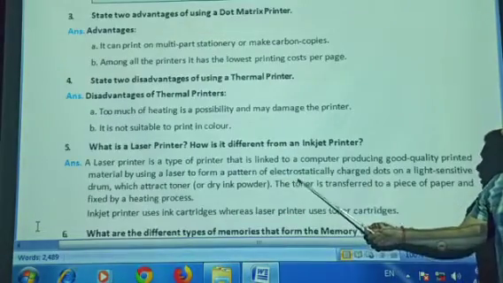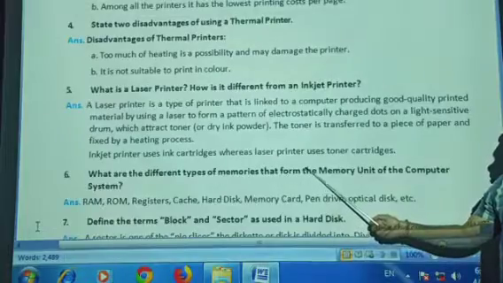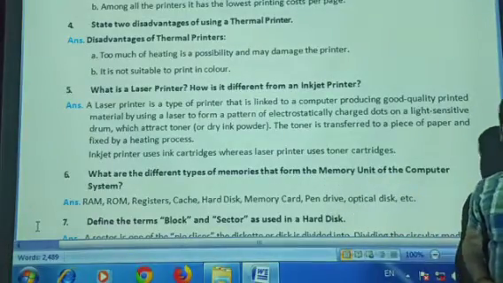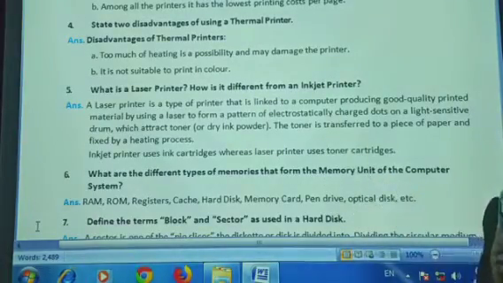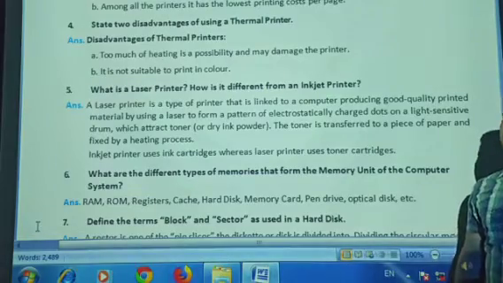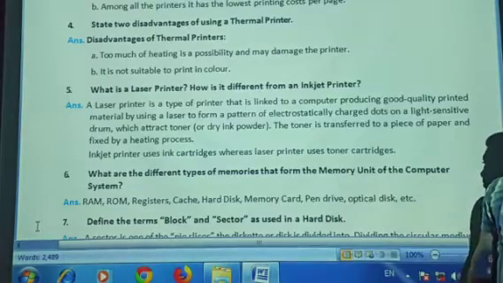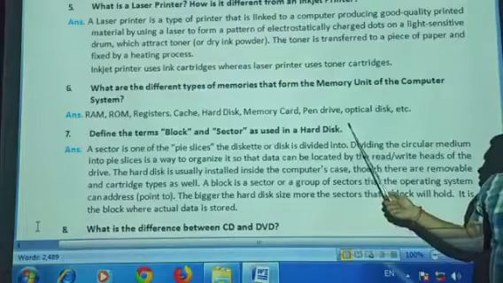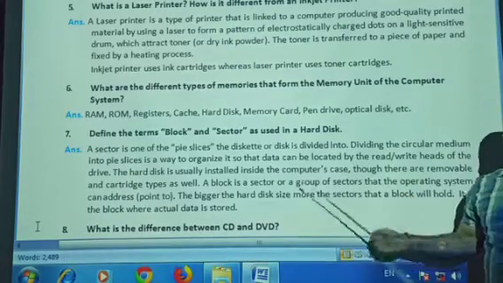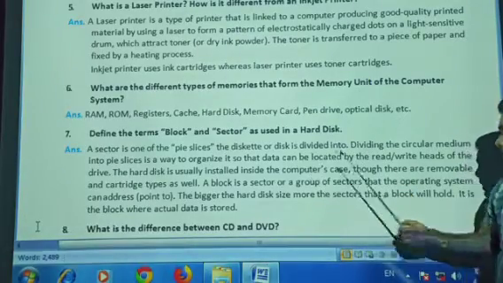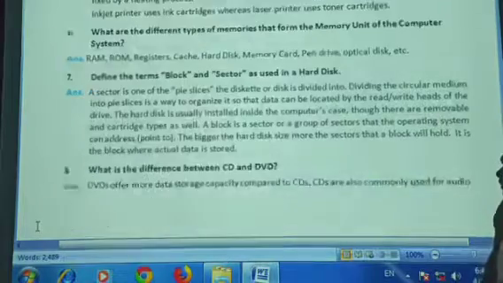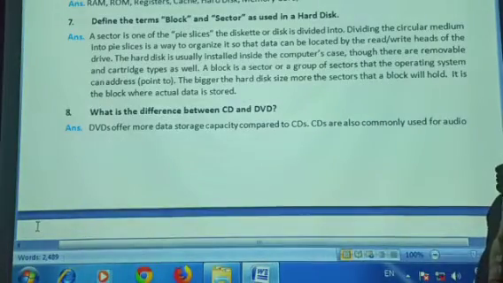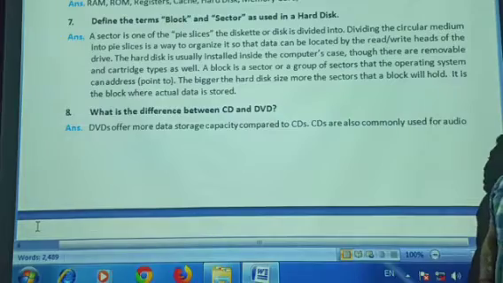Now the fifth question is given. What is a laser printer? How is it different from an inkjet printer? So the difference is given. Otherwise, I suggest you use your book and write down the question by yourself. Question number 6, what are the different types of memories? Question number 7, define the terms block and sector in a hard disk. Answer is given.